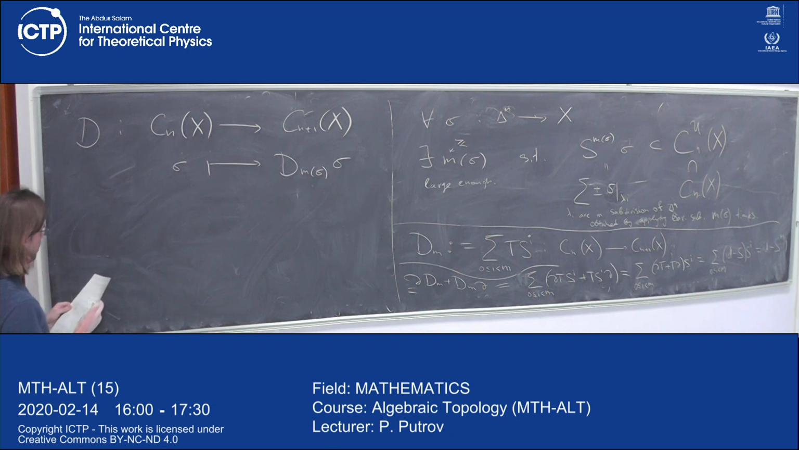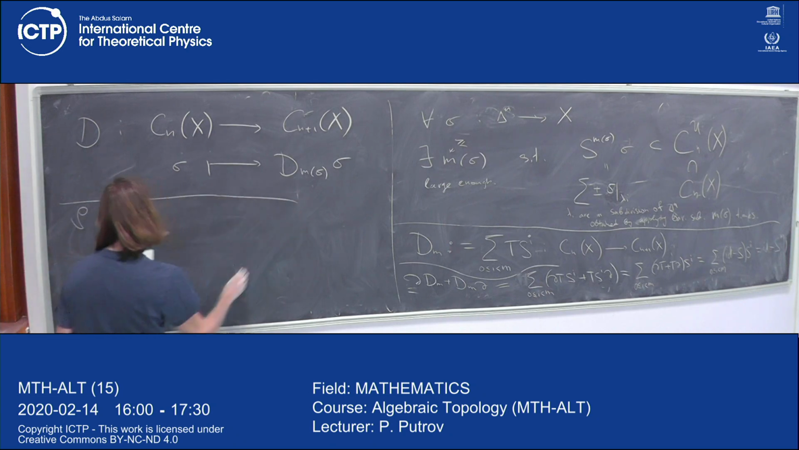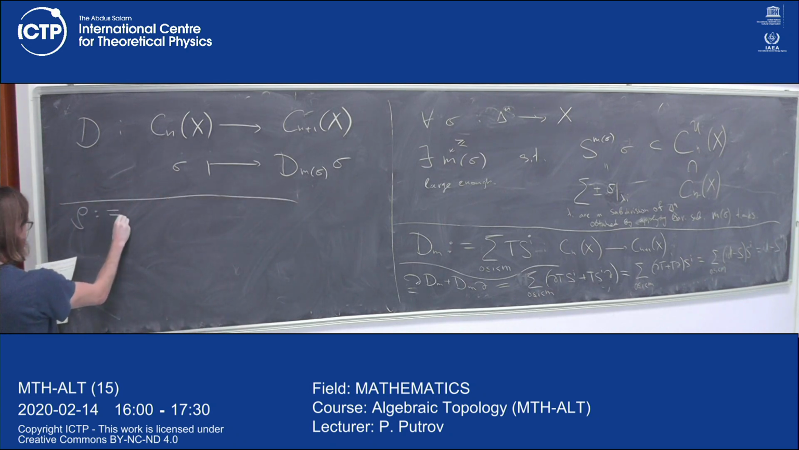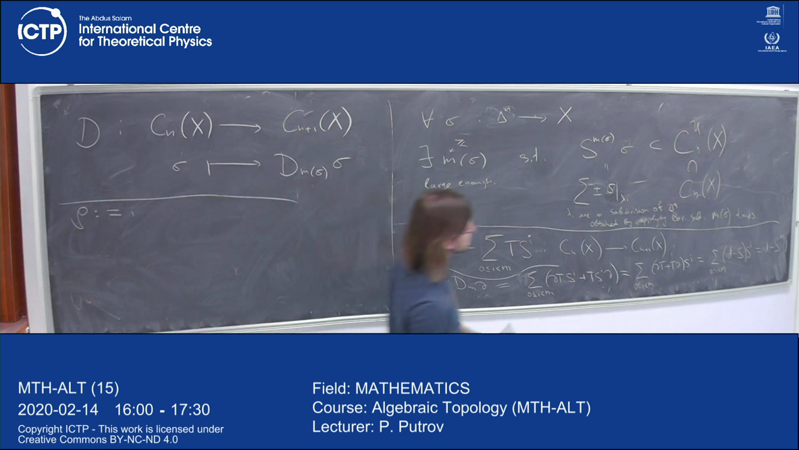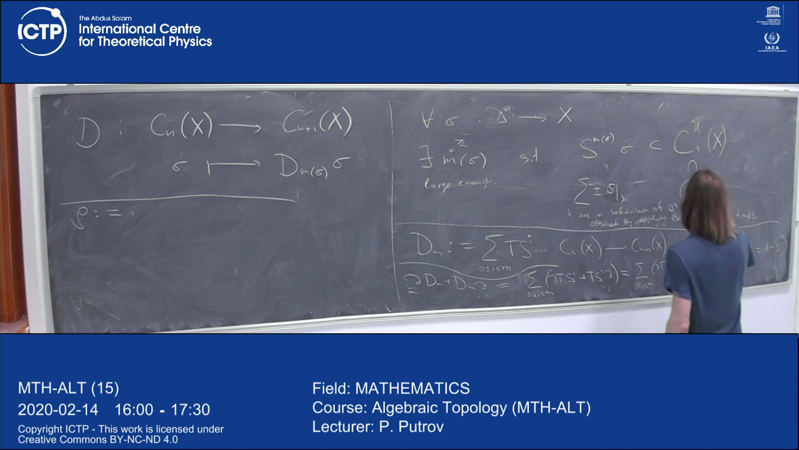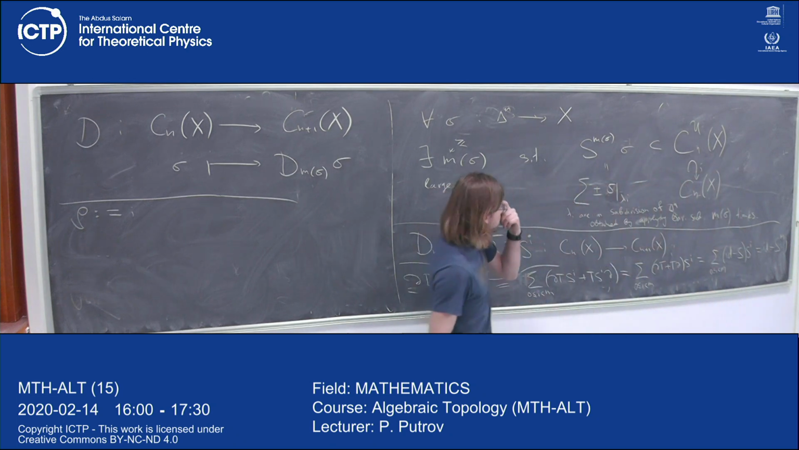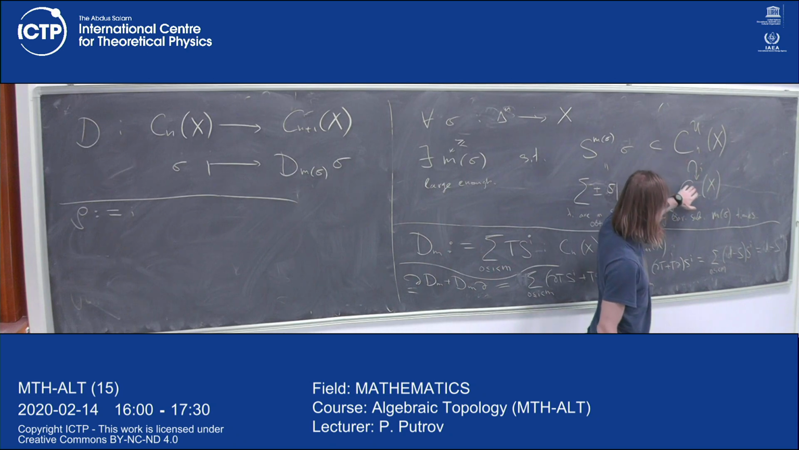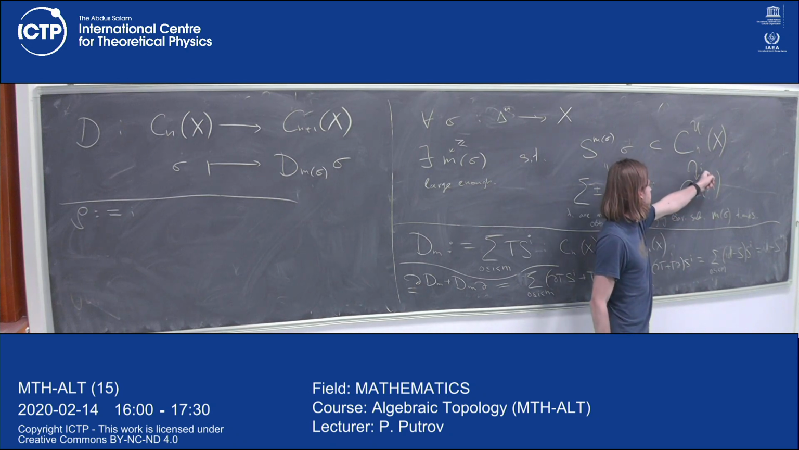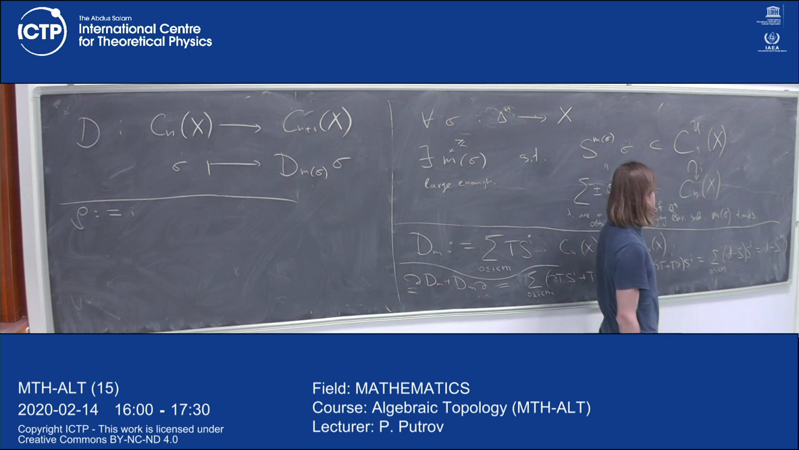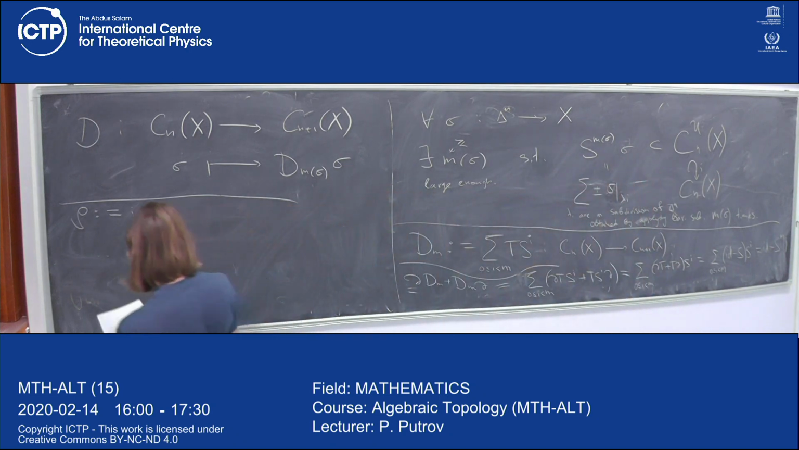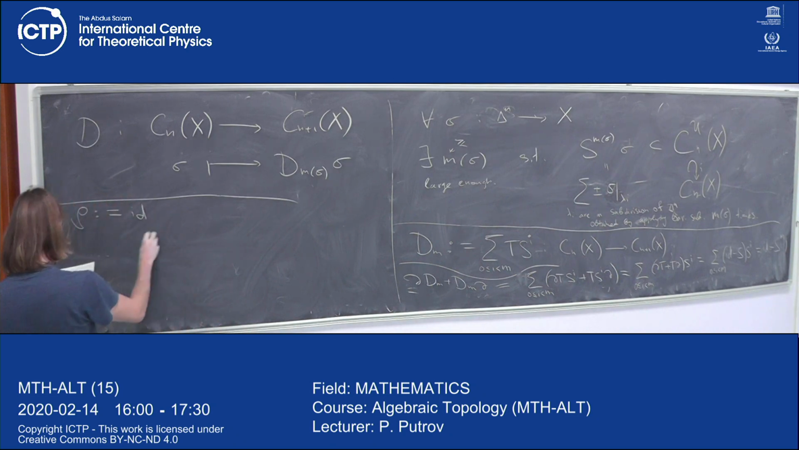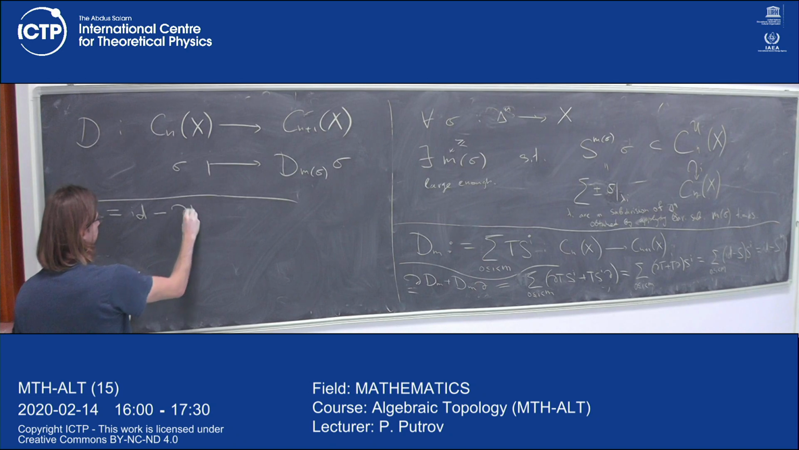Okay, and now I want to take rho. So what do we want to show? We have some inclusion of chain complexes. We announced that we want to show that the map induced by this inclusion on the corresponding homologies will be an isomorphism. So what we want to do is find a homotopy inverse, or chain homotopy inverse, to this chain map I, and we are going to use the following candidate for it. Let me just define it like this.